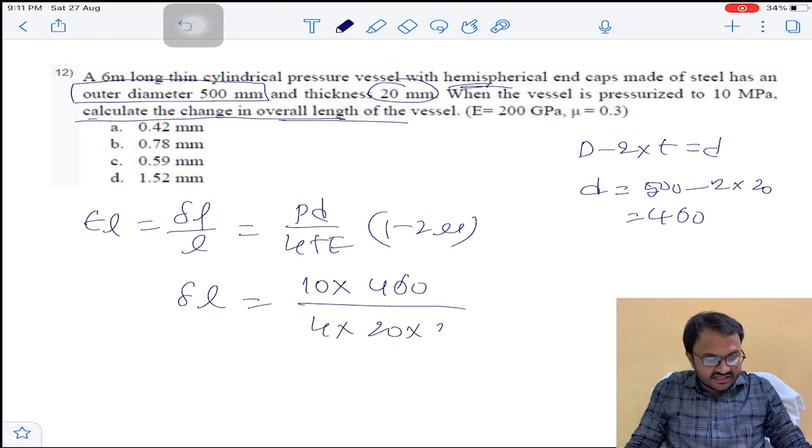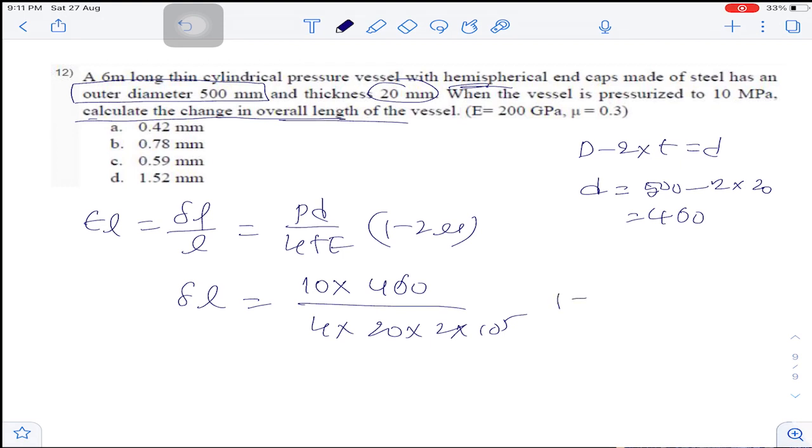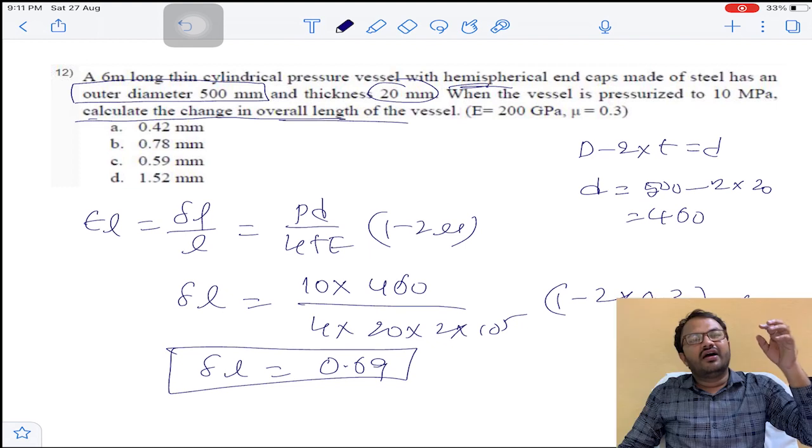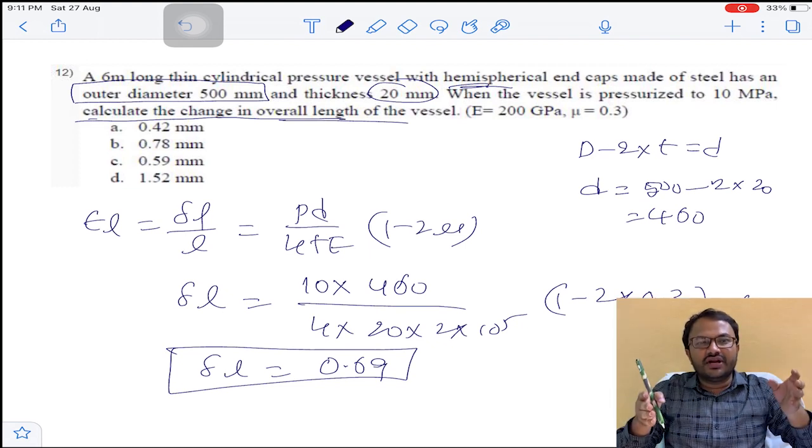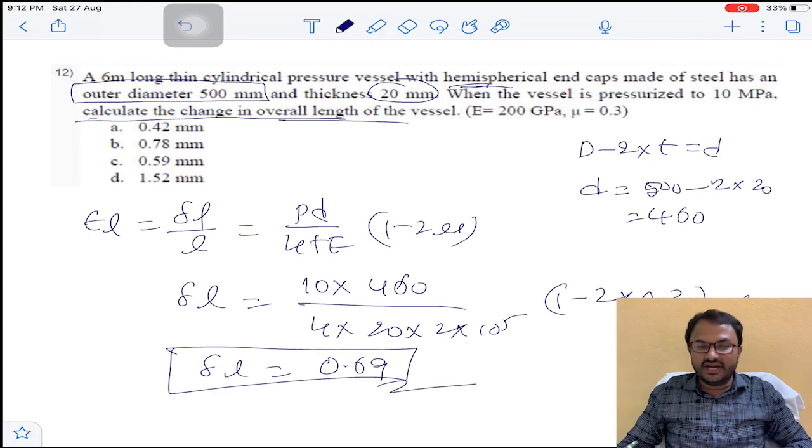4T is 20. E is equal to 2 into 10 power 5. 1 minus 2 into 0.3. So that will be delta L into L, we need to multiply. It is 6000. Delta L we will get is 0.69. So when we consider the longitudinal strain, the change in length we got is 0.69.